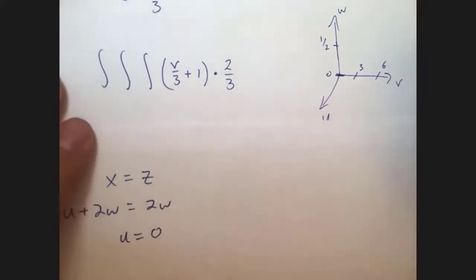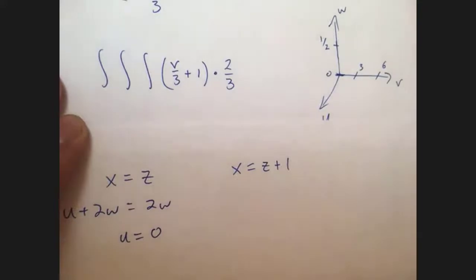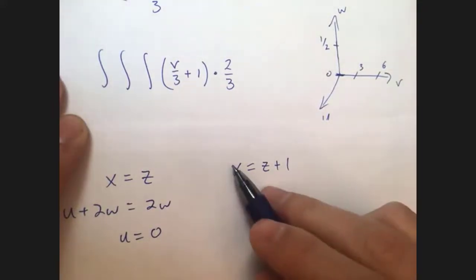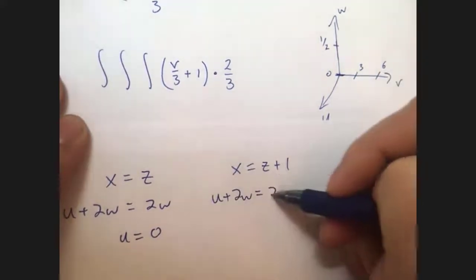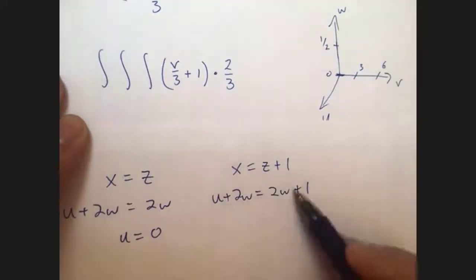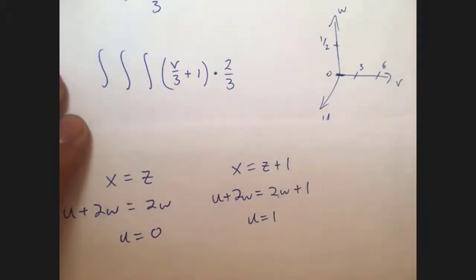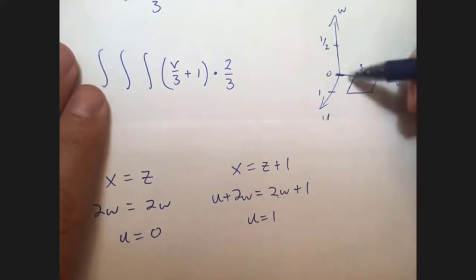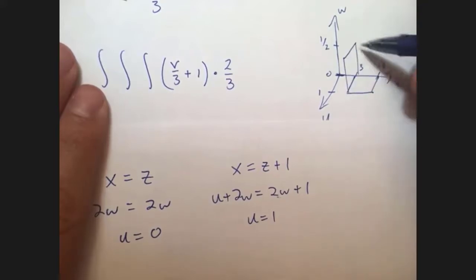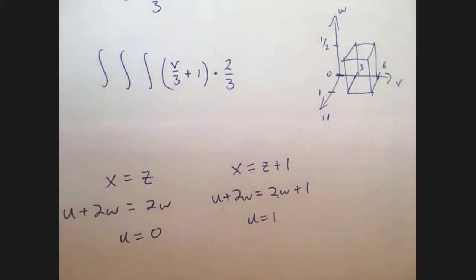And then the upper bound of that inner integral was X equals Z plus 1. Well, X, as I said, was U plus 2W, and Z is 2W. So if I subtract 2W from both sides, I can simplify this to just U equals 1. So U just goes from 0 to 1. This is fantastic. See what I got? I just got a box. It's still a parallelepiped, but now it's a very special parallelepiped. It's just a parallelepiped with all right angles.